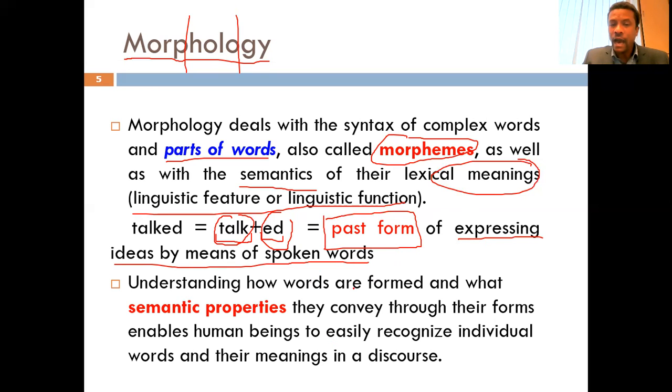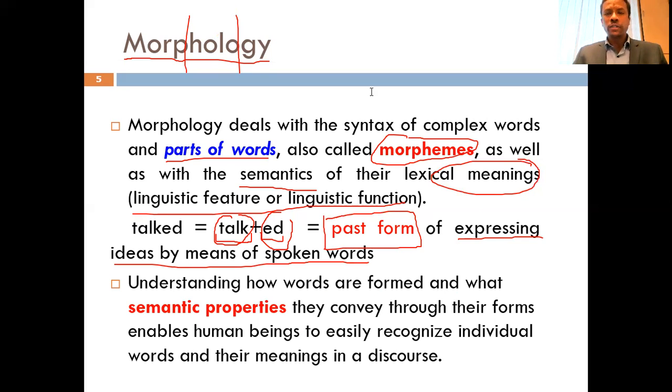So understanding how words are formed and what semantic property they convey, semantic meaning meaning, right? Understanding how words are formed and what semantic property they convey through their form enables human beings to easily understand individual words and their meaning in the discourse.